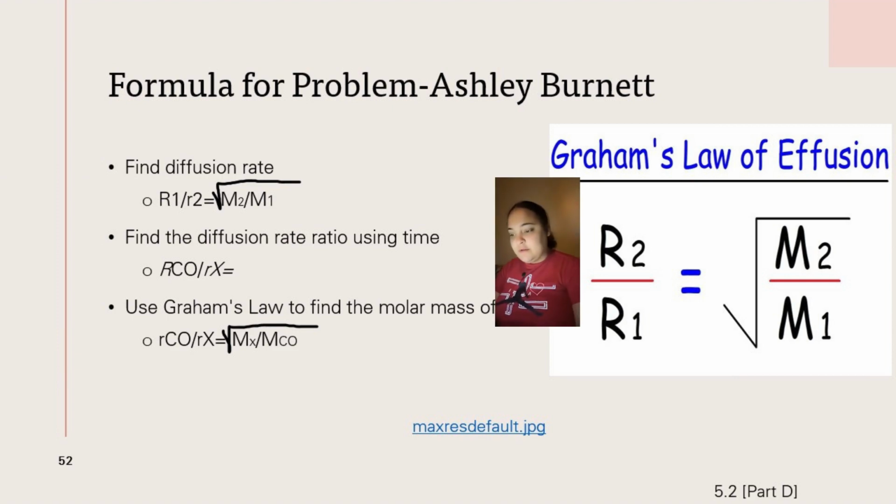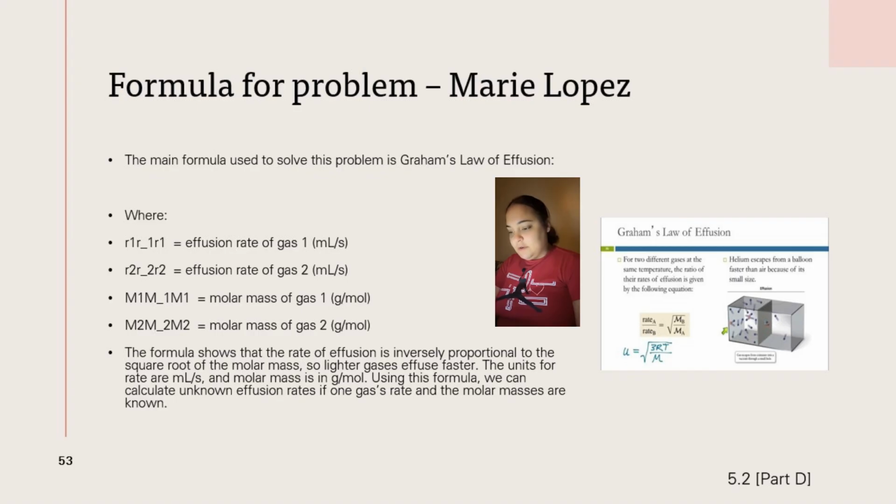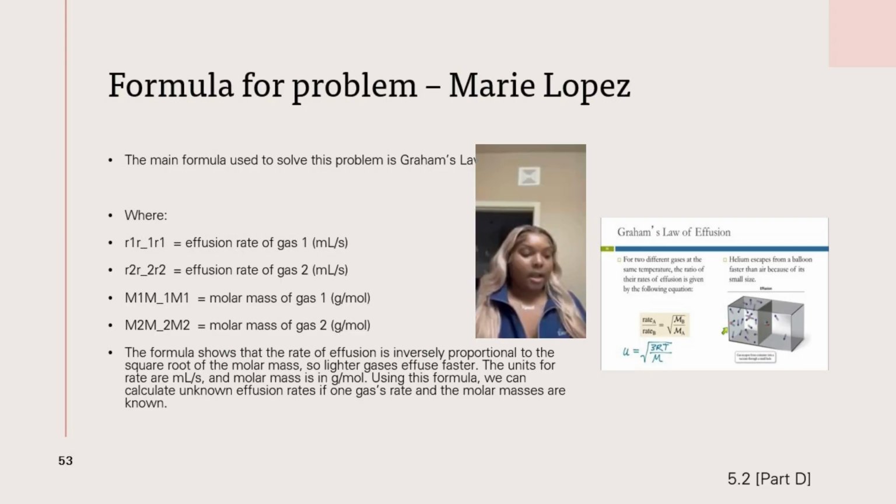The main formula used to solve this problem is Graham's law of effusion. The formula shows that the rate of effusion is inversely proportional to the square root of the molar mass, so lighter gases effuse faster. The units for rate are milliliters per second and molar mass is in grams per mole. Using this formula, we can calculate unknown effusion rates if one gas's rate and the molar masses are known.